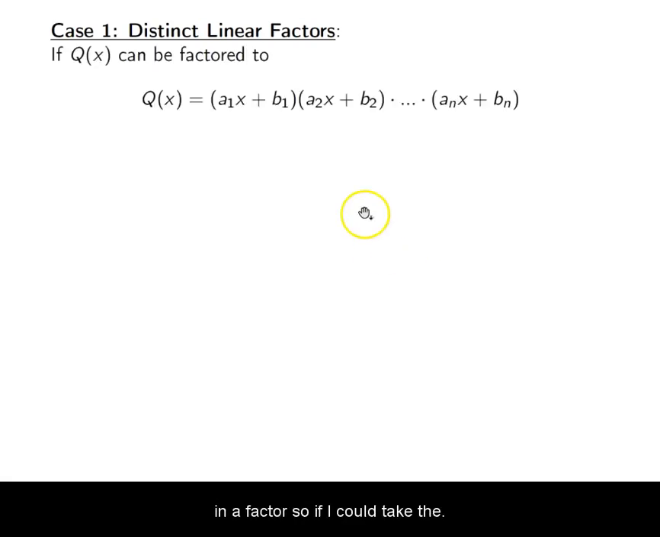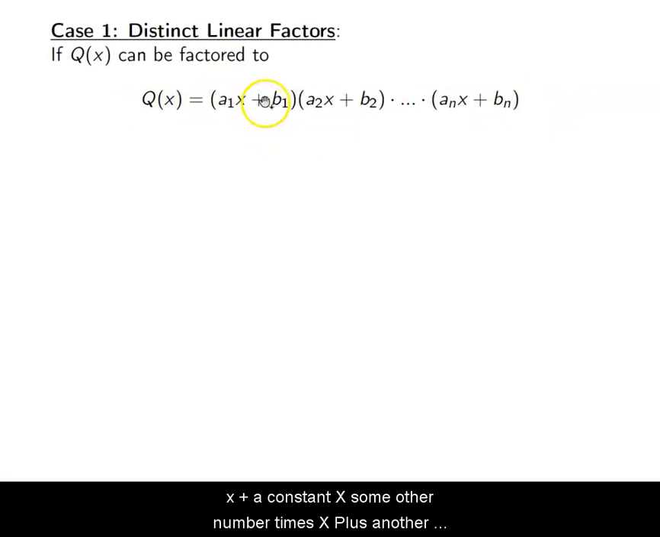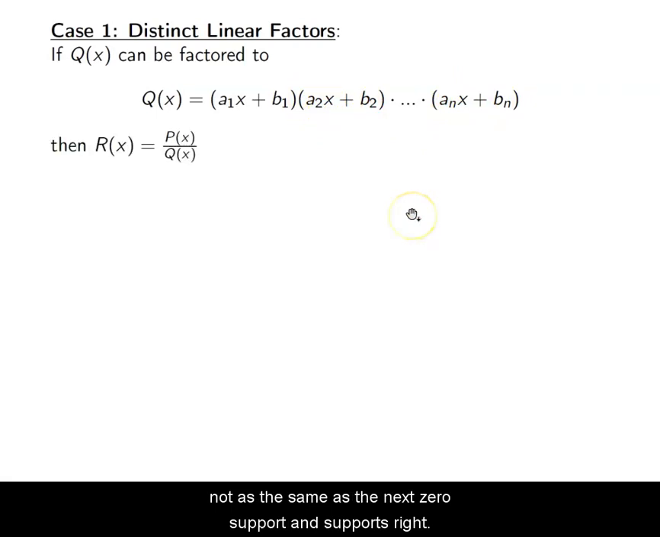Okay, so let's talk about case 1, when all of the factors are linear. Degree is equal to 1, and there are no multiplicities in our factor. So if I can take the denominator and factor it in this form, some number times x plus a constant, times some other number times x plus another constant, and so forth, where all of these numbers are distinct. So the 0 here is not the same as the zeros here, is not the same as the next 0, and so forth, right?